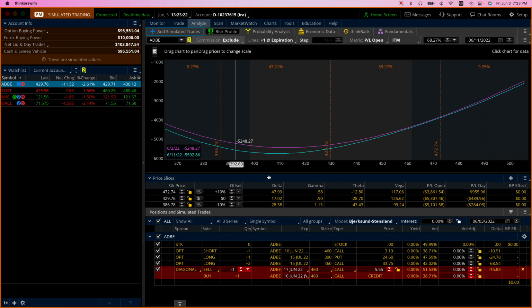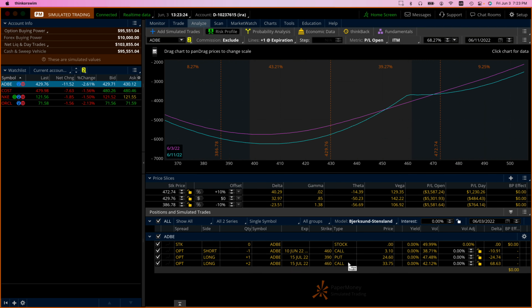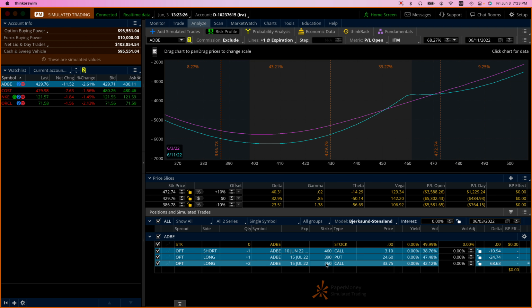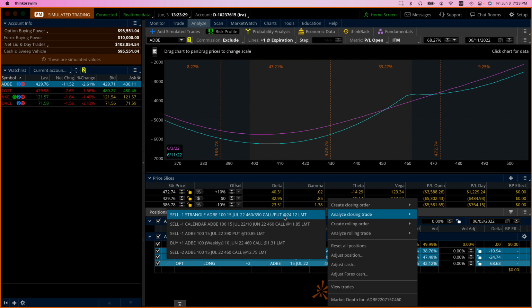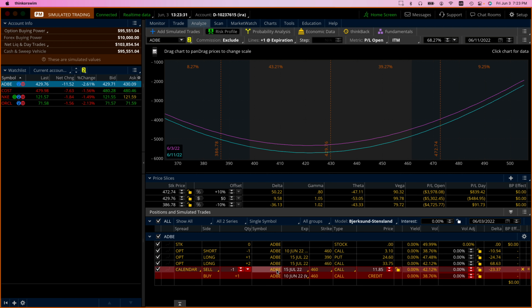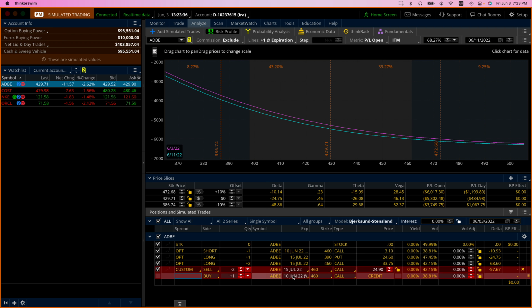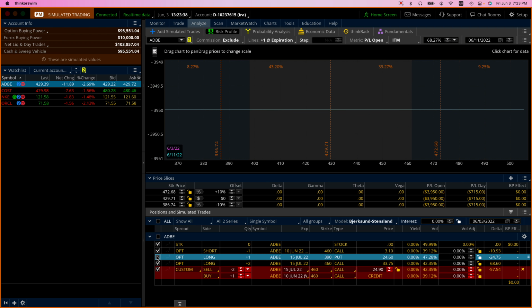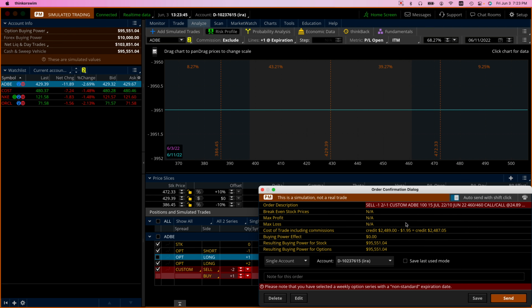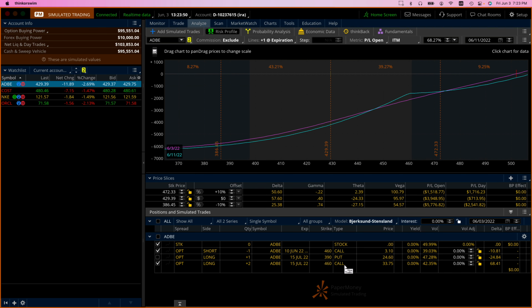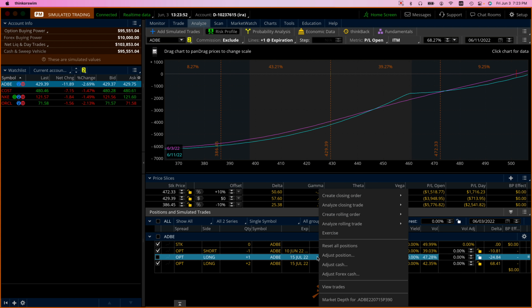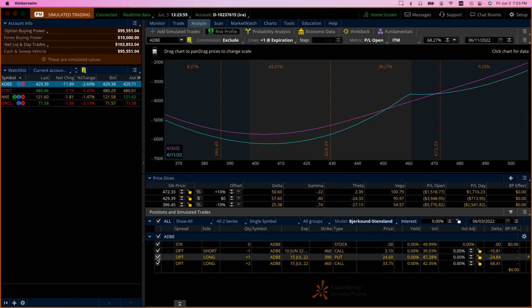So let's analyze that. We're going to close the call side first, which is analyze closing, calendar, custom. We need to short 2. And if we remove the put, then it's a straight line and we are going to take our profits here, meaning close the position. It's not a profit, it's a slight loss, very tiny loss. And then you can leave the put here.